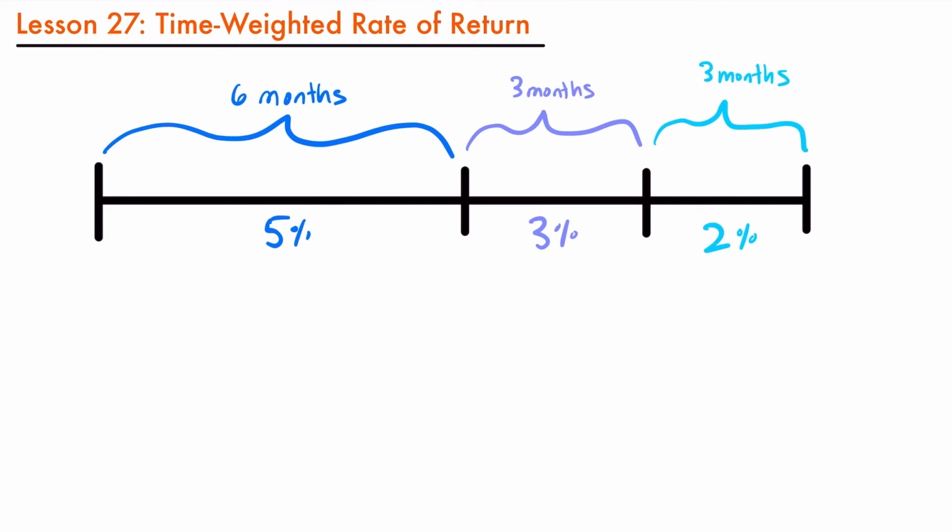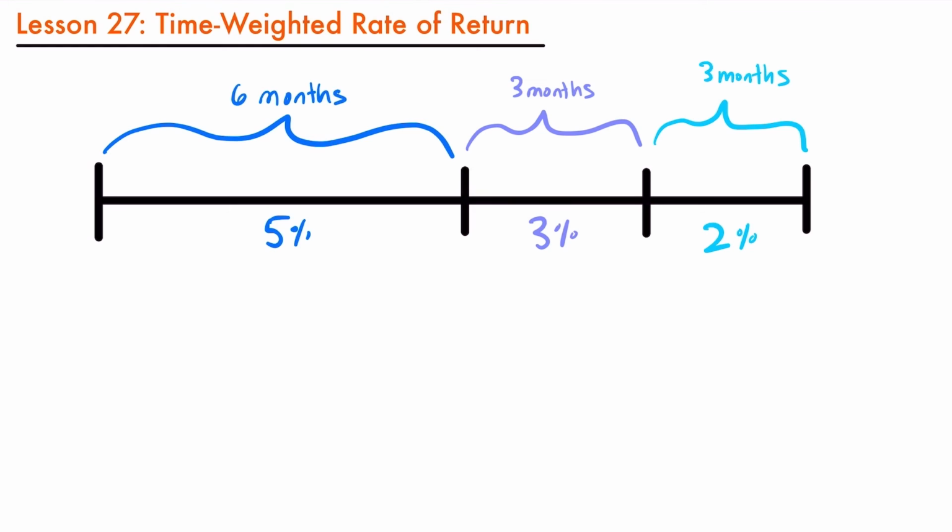Welcome back. Today we're going to be talking about the time-weighted rate of return. The time-weighted rate of return is a rate of return that is used to measure growth in an account or a fund for a 1-year period of time by compounding returns over successive parts of the year.